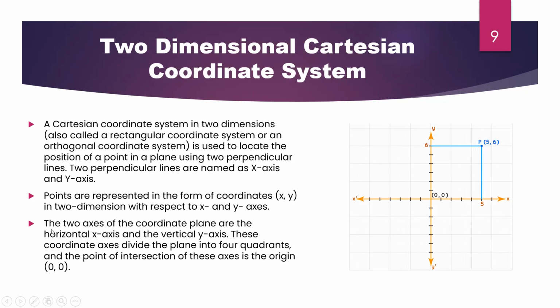The two axes of the coordinate plane are the horizontal x-axis and the vertical y-axis. These coordinate axes divide the plane into four quadrants, and the point of intersection of these axes is the origin (0, 0).